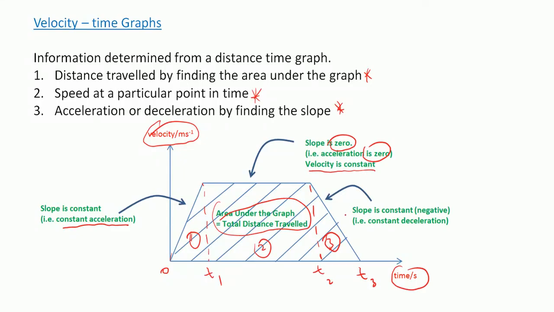Got it? Now between t2 and t3, we notice that we have a straight line, therefore the slope is constant. However, the gradient is negative. Now when we have a negative gradient, it means that the object is slowing down. Therefore the object has a constant deceleration, or if we do the maths, we will get a negative acceleration. Okay?